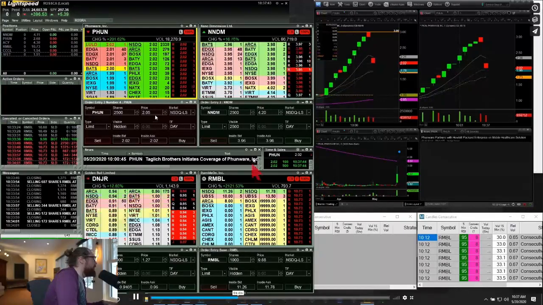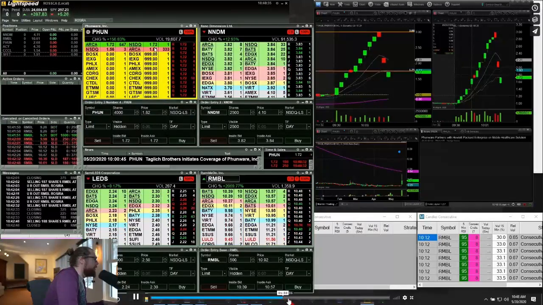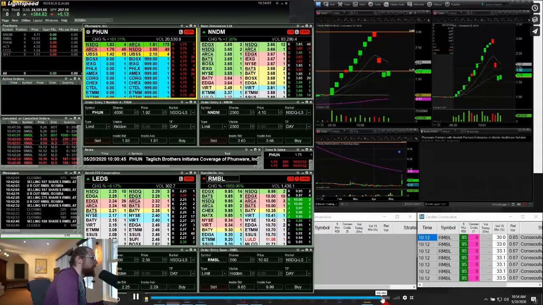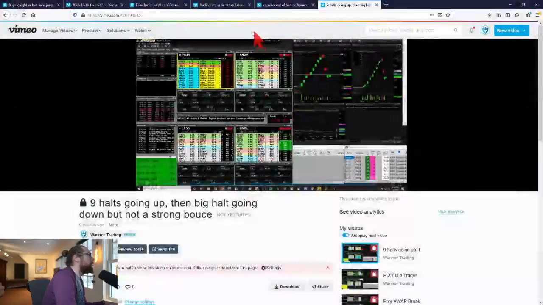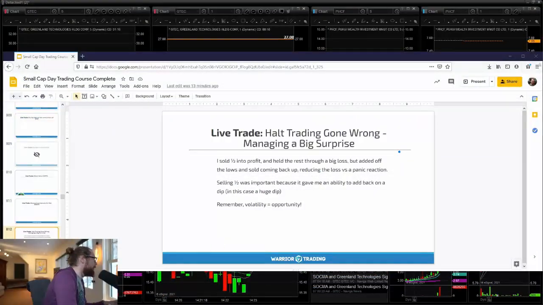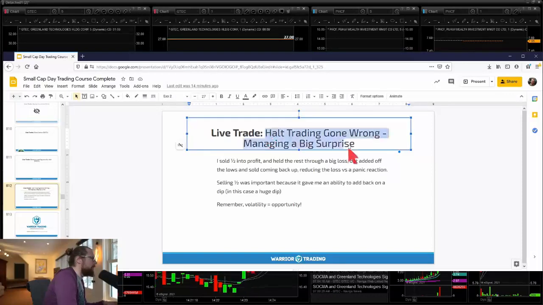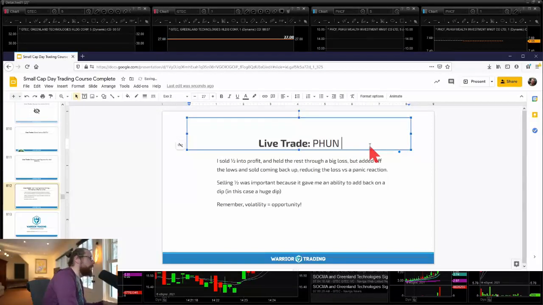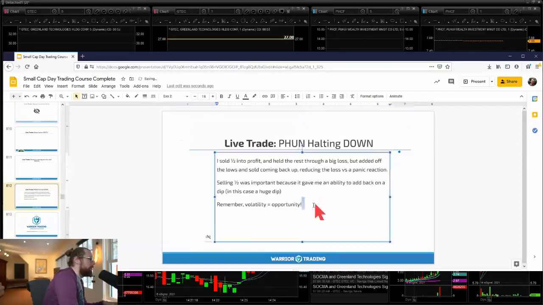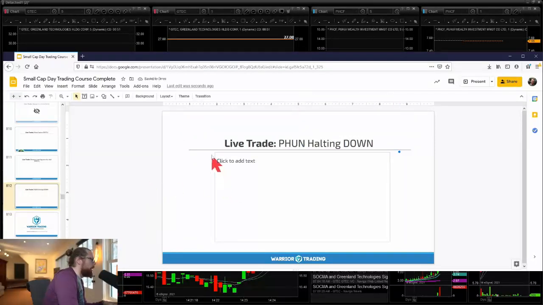A reminder to be cautious on those. Yeah, I don't know. This is weird. I'm not sure which trade that was. RMBL doesn't really fit. And now I'm curious which trade that was. Halt trading gone wrong, managing a big surprise, sold half in a profit, held the rest. Interesting. Well, unfortunately, we could just change the slide to PHUN halting down. Okay, we'll just leave it like that.